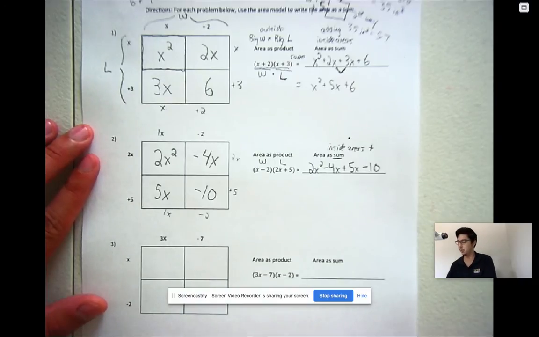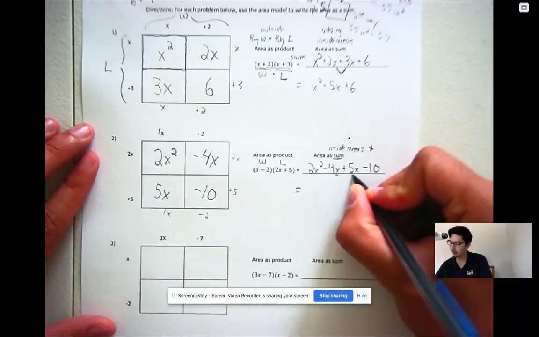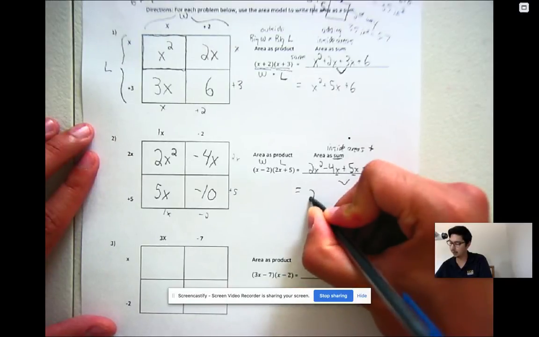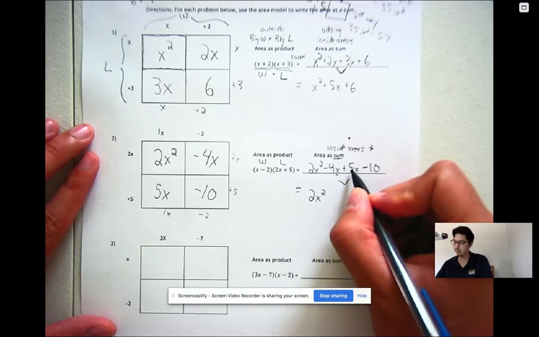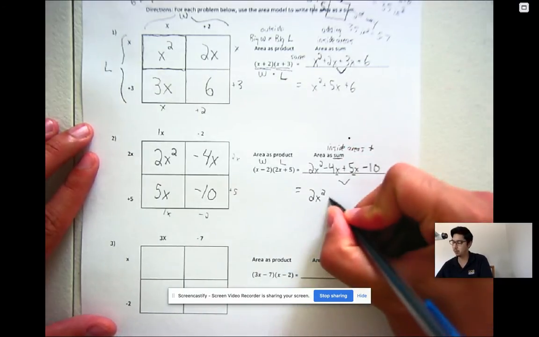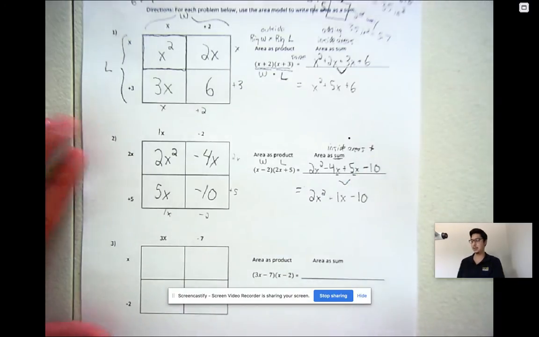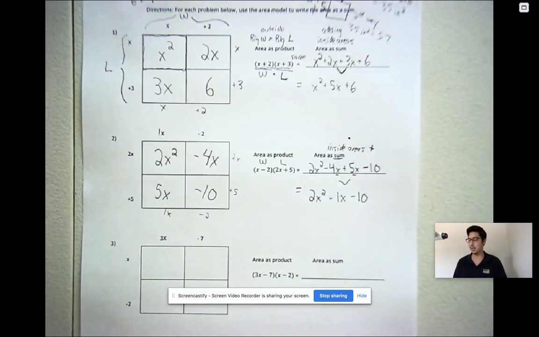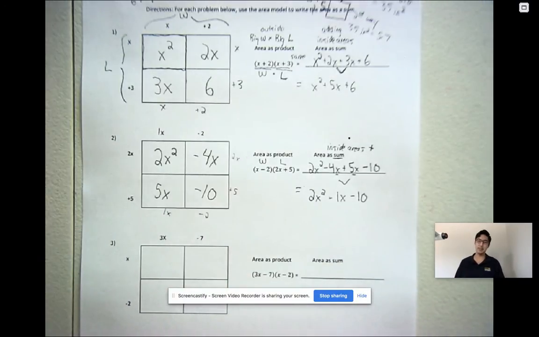But if you wanted to, you could simplify it. And since these are both x's, we could combine these and have a final answer of 2x squared. What's negative 4 plus 5? Maybe switch around. What's 5 minus 4? That's just 1x minus 10. And there you go. So that's this lesson right here, is multiplying binomials when there's two things. Okay? Give it your best attempt. I hope this helps. Use those area models to help you. All right?